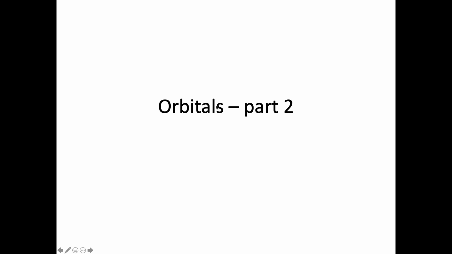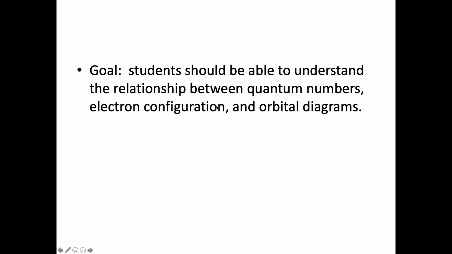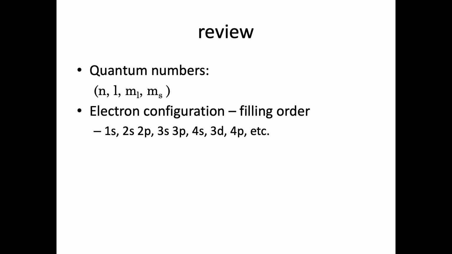All right, guys. Today we're going to talk about trying to tie everything together. What I'm going to try to do is help you understand the relationship between quantum numbers, electron configuration, and orbital diagrams. We're going to talk about orbital diagrams near the end of this lecture. But first, let's talk about what we covered the past couple weeks.